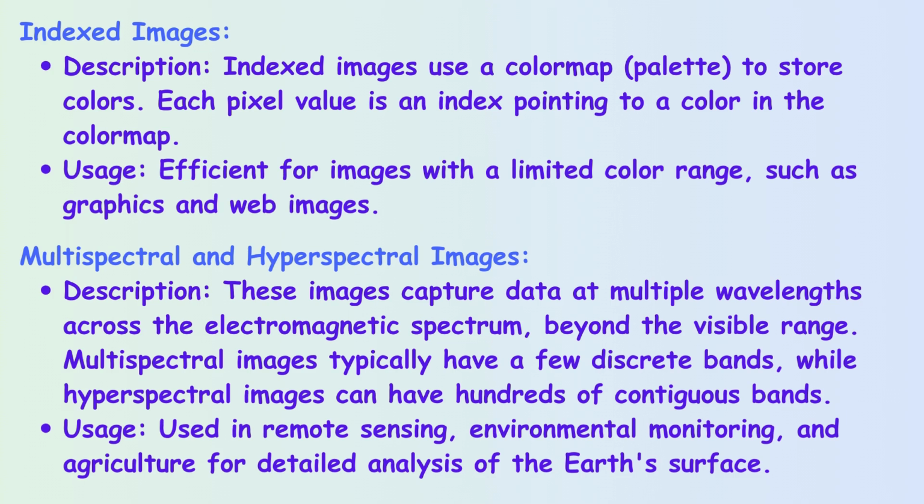Multispectral and hyperspectral images. Description: These images capture data at multiple wavelengths across the electromagnetic spectrum, beyond the visible range. Multispectral images typically have a few discrete bands, while hyperspectral images can have hundreds of contiguous bands. Usage: Used in remote sensing, environmental monitoring, and agriculture for detailed analysis of the Earth's surface.